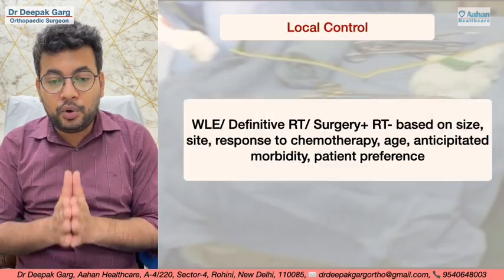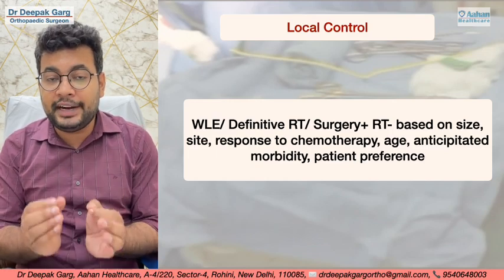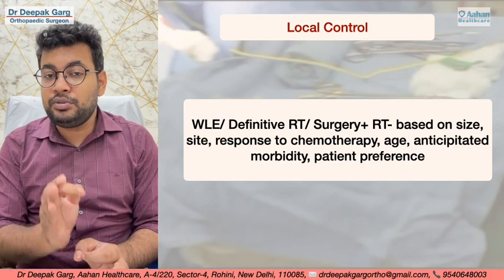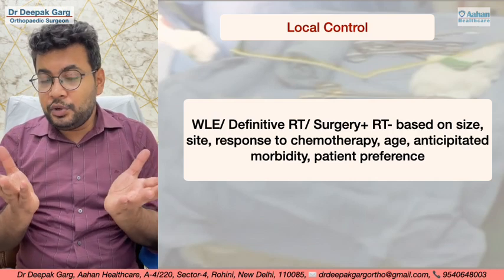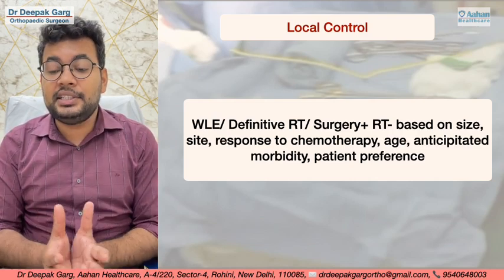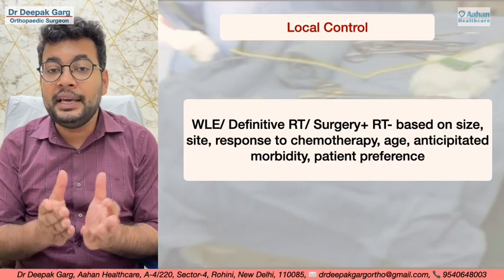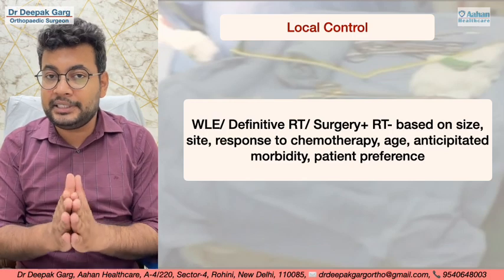For local control we have options. We can go for surgery in the form of wide local excision. We can go for definitive RT. There are scenarios where we can go for definitive RT. Sometimes we go for surgery with RT. These are all based on the size, site, response to chemotherapy, age of the patient, anticipated morbidity and the patient preference.